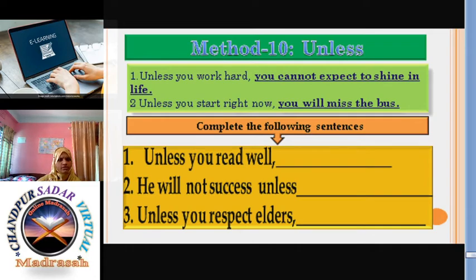So complete the following. Unless you read well, you will not pass in the exam, or you will not get a good score, or you will not shine in life. You will not get your desired score, etc.